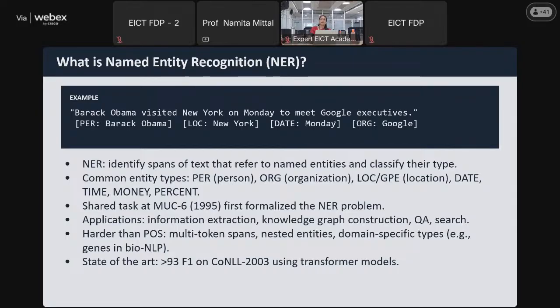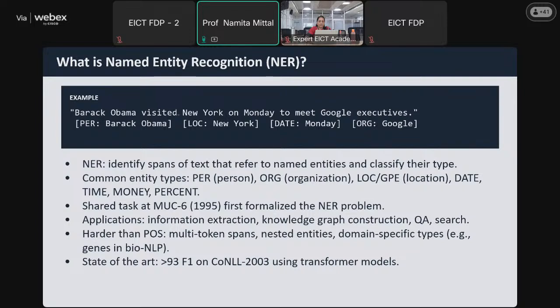Okay. So now we are coming to NER. So far we have seen sequence modeling, that is part of speech. The second one is NER. Let's take an example: Barack Obama visited New York on Monday to meet Google executives. We understood the sentence. Now we have to map each label, as with part of speech, but for NER. Barack Obama is the name of a person, right? So this is person, PER.